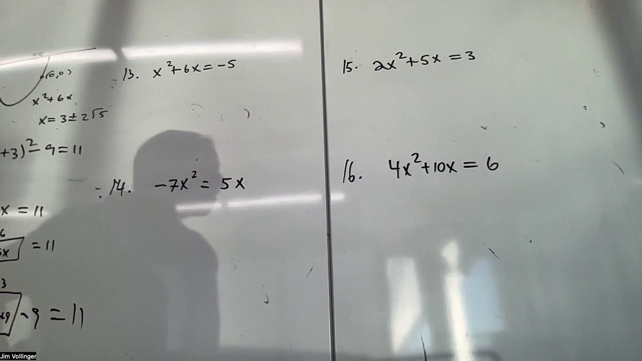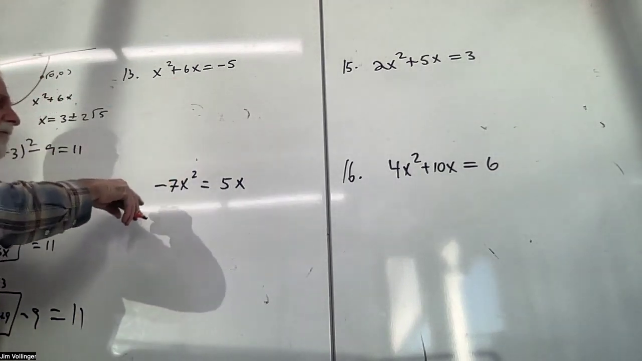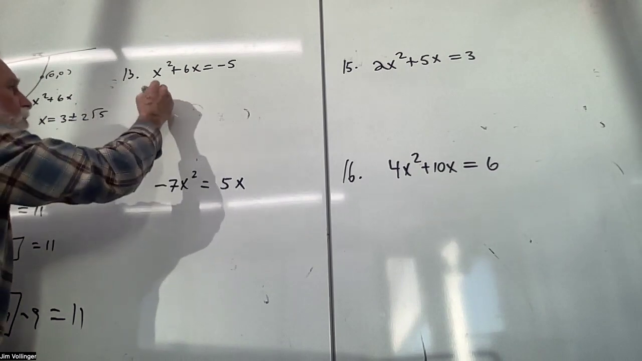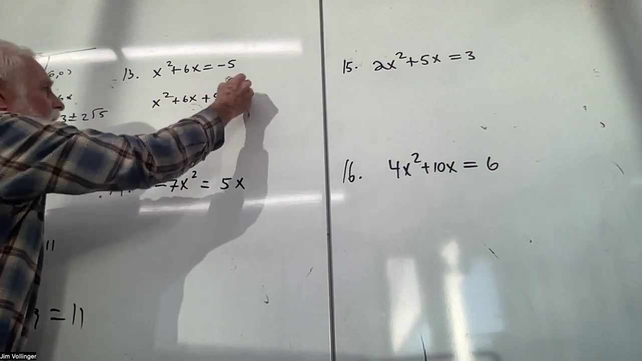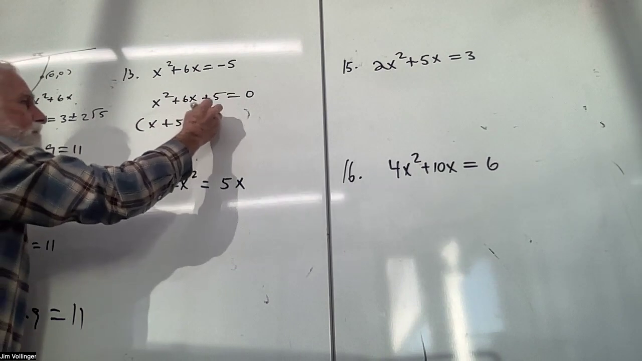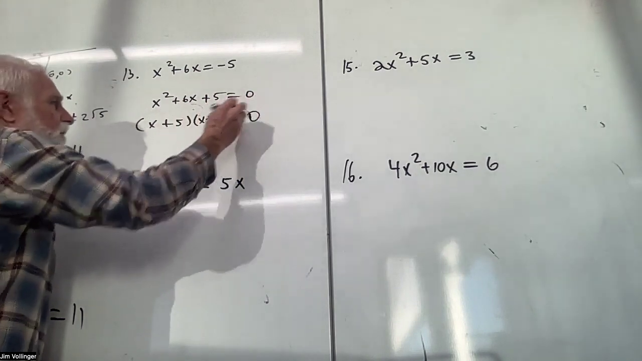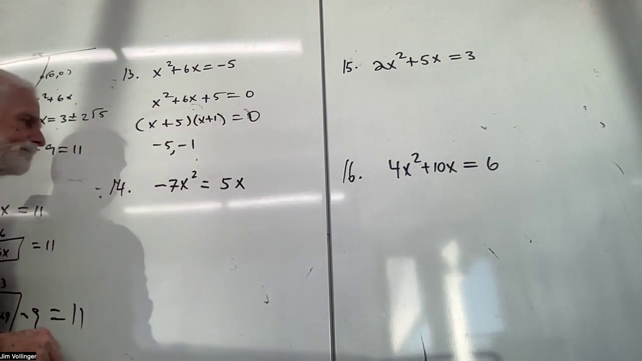So let's look at this problem. Well, I'm going to stop drawing the answers here for this one. I'm just going to do it because it's starting to take a lot of time. So I'm going to add 5 to this side, and then I can see that this is factorable. So I have answers of negative 5 and negative 1.